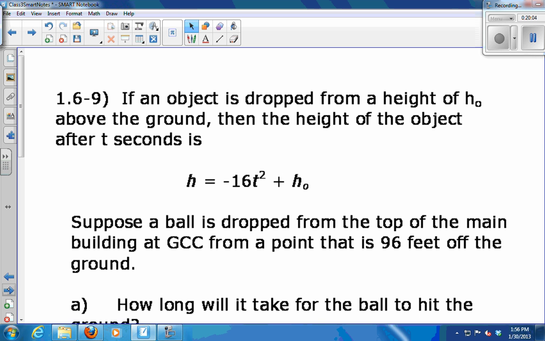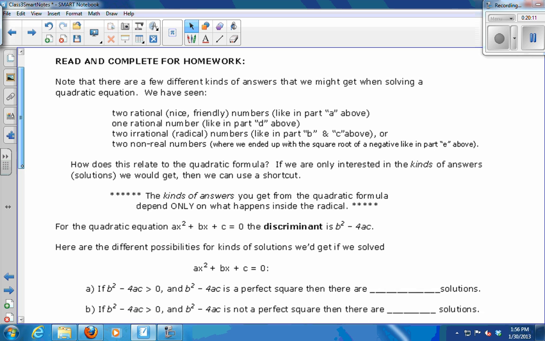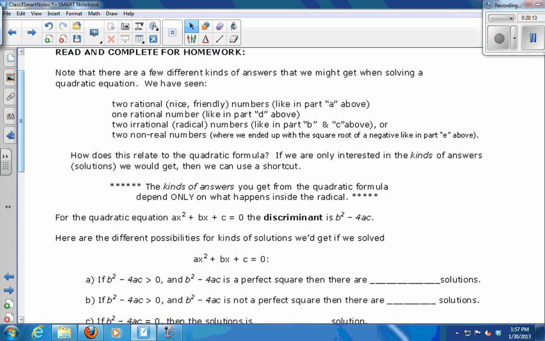So I'm just going to jump over the following object problem for 1 second. And this part where I have you read and complete for homework.